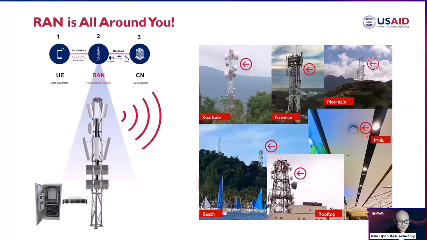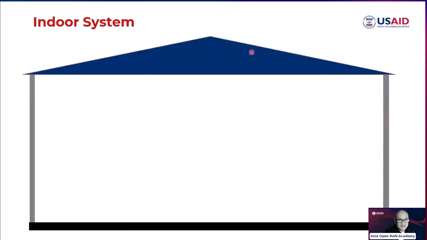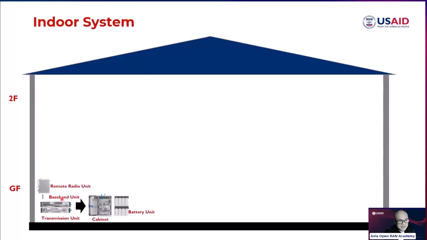Okay, so if you take a look at the overall architecture of an IBS, the IBS looks like this, no? So if you have a building like this, you have a ground floor or second floor, the equipment are located most of the time either in the ground floor, basement, or on the rooftop or roof deck. So you have this battery unit, the cabinet, the transmission unit, and the remote radio unit.